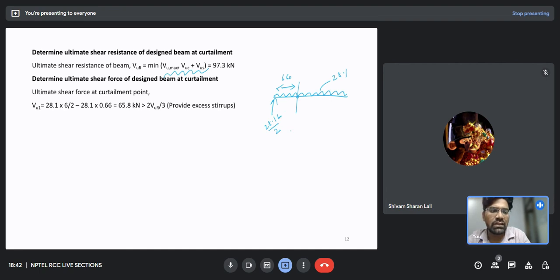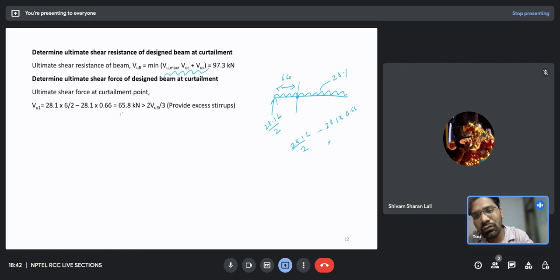What will be the shear force at this point? 28.1 L by 2 minus this value. This is 28.1 into 0.66. That is, I'm taking it in meter. So this is the shear force which is coming at this point, at the point of curtailment.